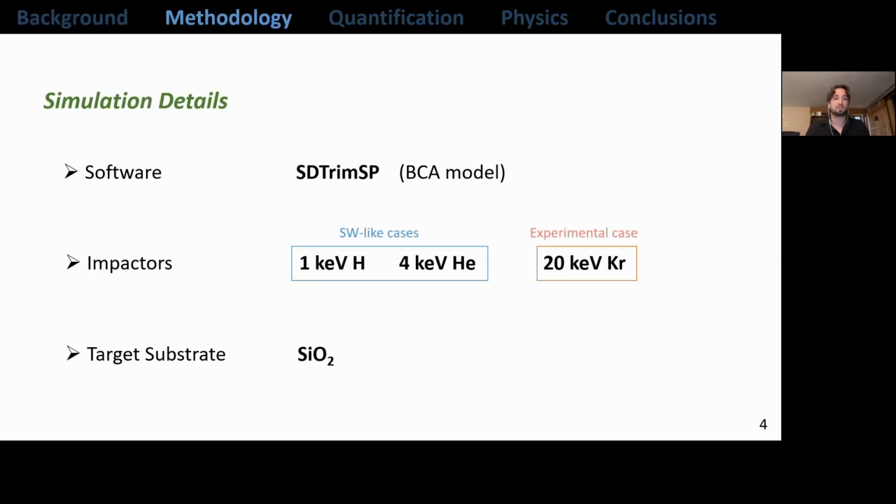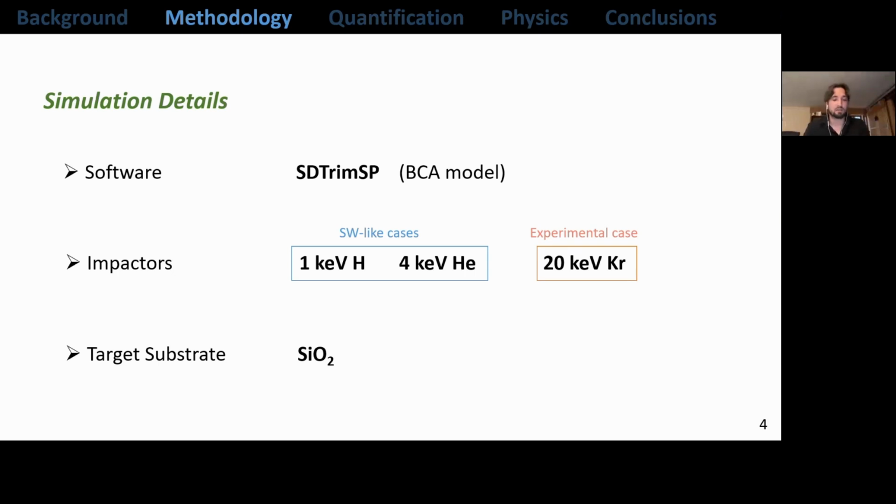So we simulated sputtering using the software SDTRIMSP, which follows the binary collision approximation model. For impactors, we looked at 1 keV hydrogen, which is approximately 96% of the solar wind, and 4 keV helium, which is approximately 4%. We also consider an experimental case, 20 keV krypton, which is commonly used to get a more abundant sputtering yield, but whose angular distribution may be discrepant with these solar wind-like cases. And so seeing whether there are differences may be important for experimentalists looking to scale their results in making inferences to planetary science models and observations.